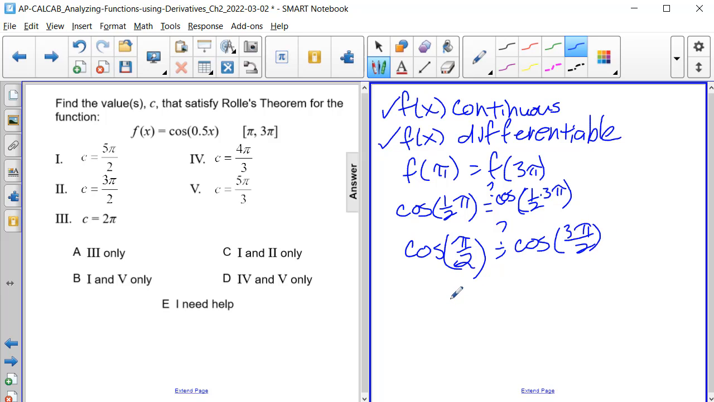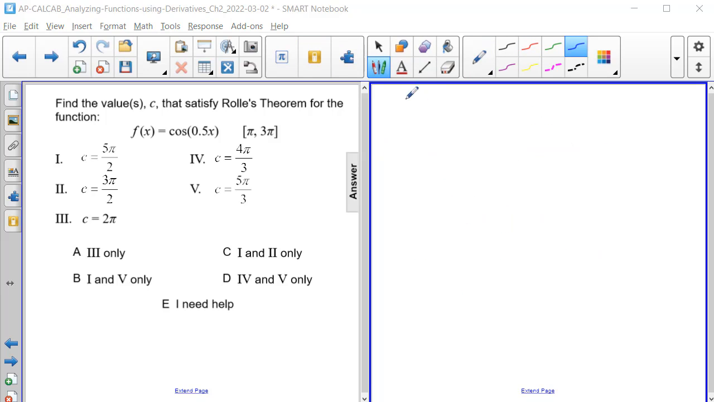Well, cosine of pi over 2 is 0, and the cosine of 3 pi over 2 is also 0. So yes, all three of the conditions of Rolle's theorem are met. So now let's work through and use Rolle's theorem. And Rolle's theorem says that f prime of c is going to be equal to 0. So let's take the derivative, put it in terms of c.